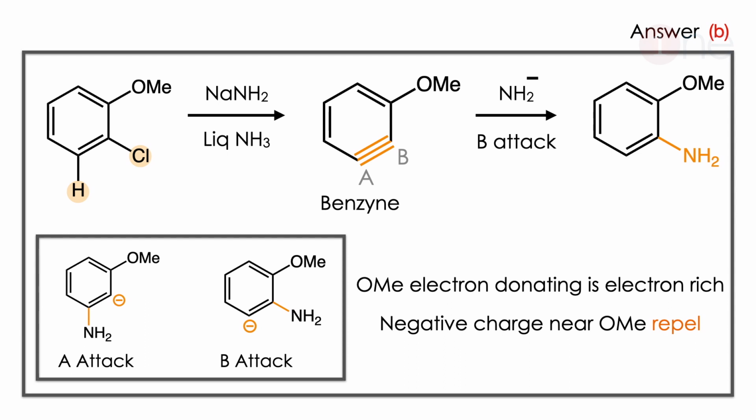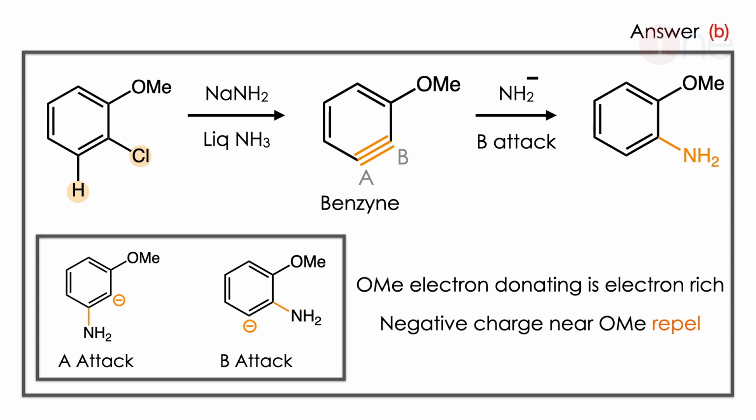Since sodamide and liquid ammonia are given, everybody knows the benzyne reaction will be there. So benzyne formation will happen. Then the NH2 minus attacks. Where will the NH2 minus attack? There are two possibilities, A and B attack. If A attacks, the negative charge forms near the O-methyl group. If B attacks, the negative charge forms away from the group. So where will the attack be?